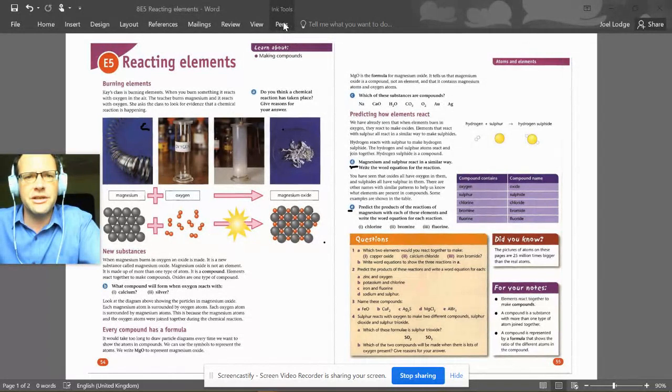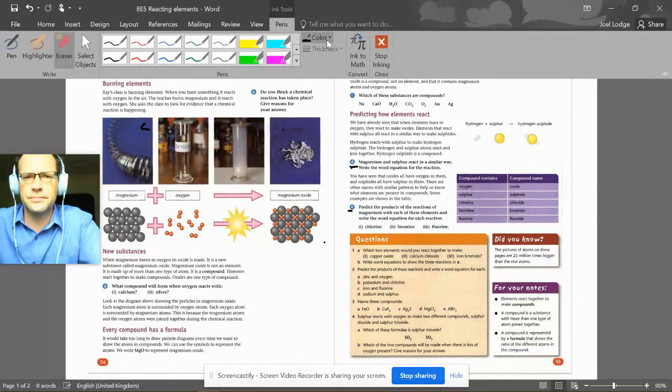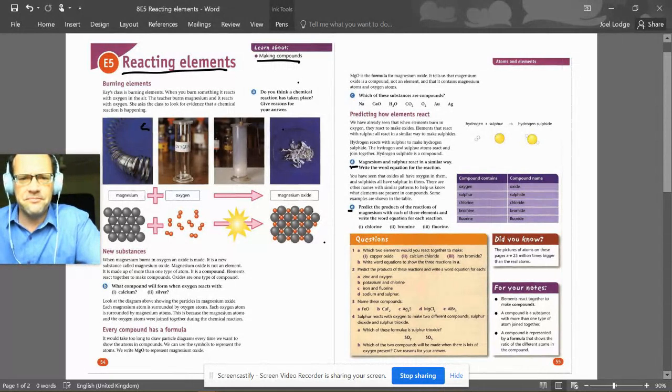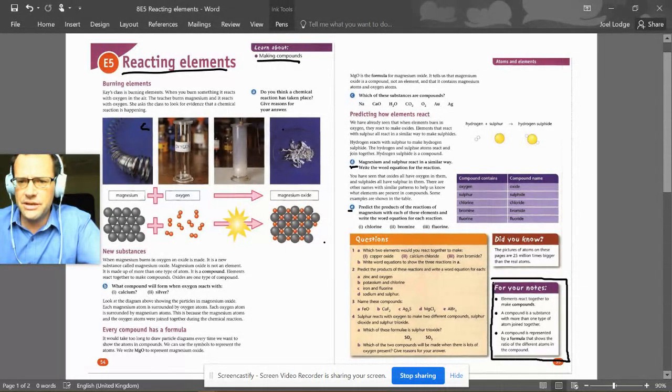So first of all, I'd like you to make sure you've got in your notebook your title, reacting elements. We're learning about making compounds. Okay. So the first main things that we need you to have in your textbook. For your notes, the two key words that we need for this are compounds. It actually tells you what a compound is here. And also the other key word is formula.